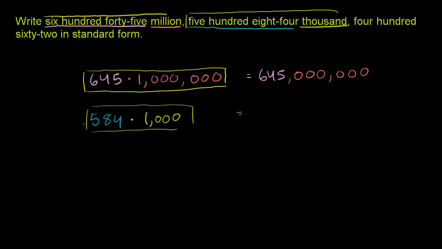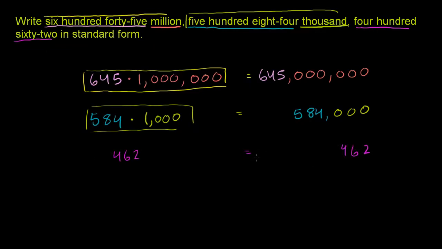Well, it's going to be 584 with 3 zeros behind it. Or you could view it as 584 times the 1, and you're going to have 3 zeros in the final answer. So it's going to be 584,000. You have our 3 zeros at the end. So that's that part. And then finally, we have 462. And that's just 462 straight up. You can view it as 462 ones. So then you just have 462.